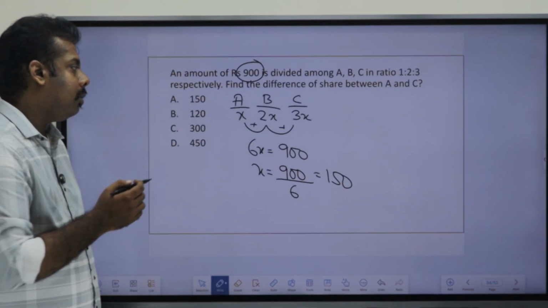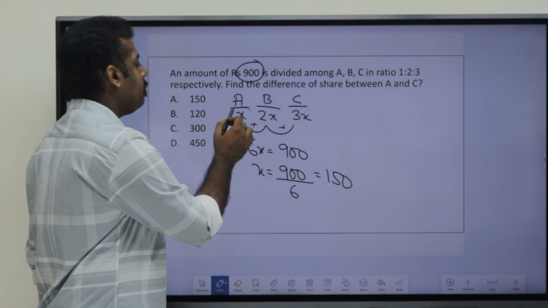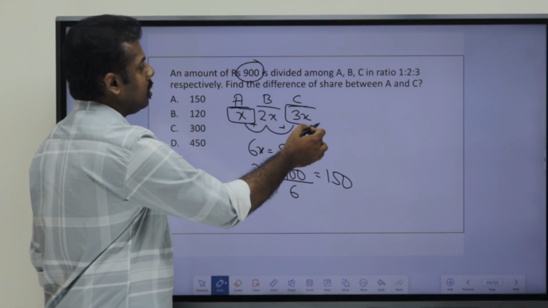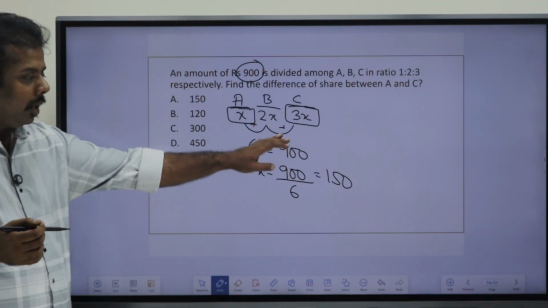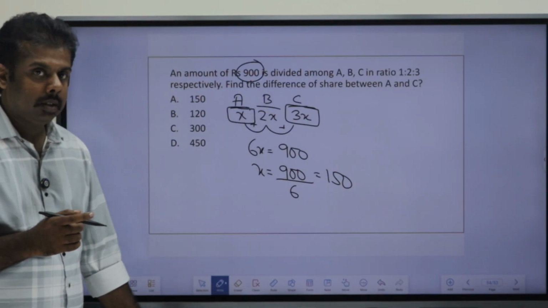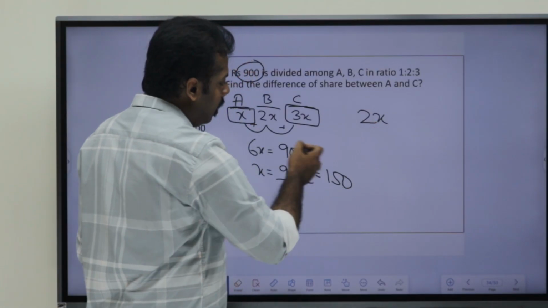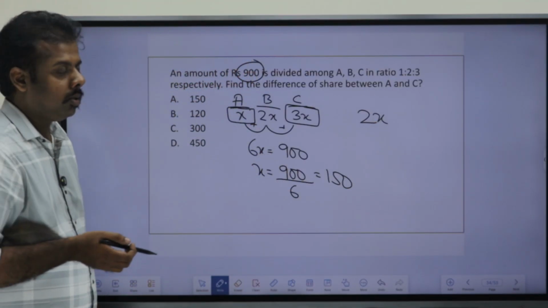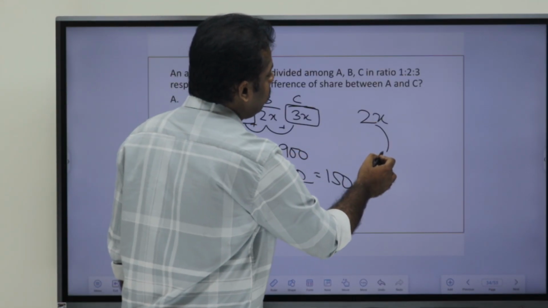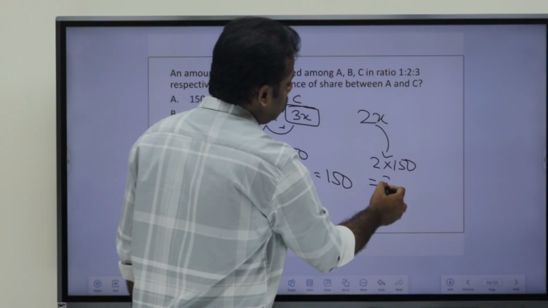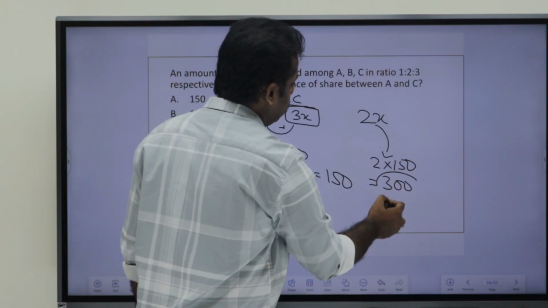If we just compare here, the share of A is x and C is 3x. So what is the difference here? 3x and x, what is the difference? 2x. So technically we need to find the value of 2x. Already we know the value of x is 150. So value of 2x has to be what? 2 into 150. That is 300.